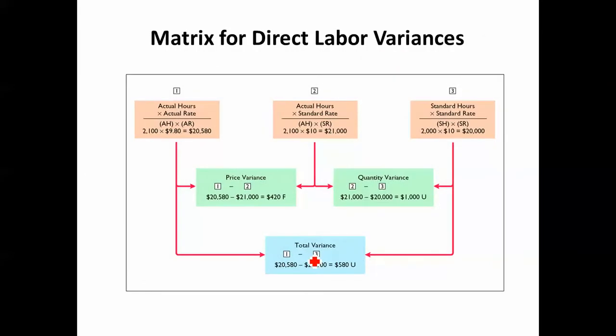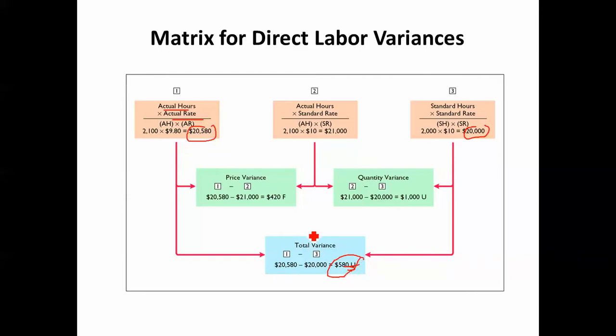Now we move on to labor. Same matrix again. In the left-hand column, actual hours times the actual rate. We used 2,100 hours and we paid $9.80. Over here, the standard hours, we should have used 2,000 hours, and we should have paid $10. So the difference between the actual and the standard is down here. It is 580, and left is greater than right, so it's unfavorable.